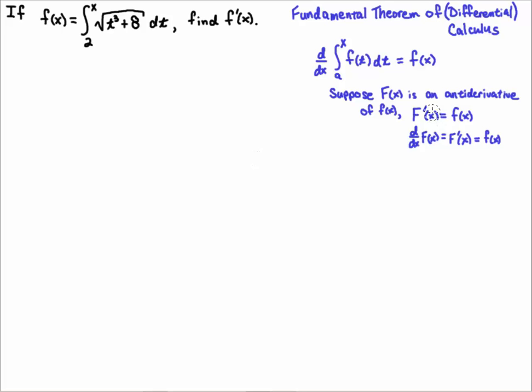Now, the prime means we're taking the derivative with respect to the independent variable, which is x. That's important because if you look back here, t is a dummy variable. x is the input variable, and x is the variable with which you are differentiating. We're not differentiating with respect to t. We're differentiating with respect to x. The input is the upper limit of integration. When you input something into this function, you're inputting for x, not t.